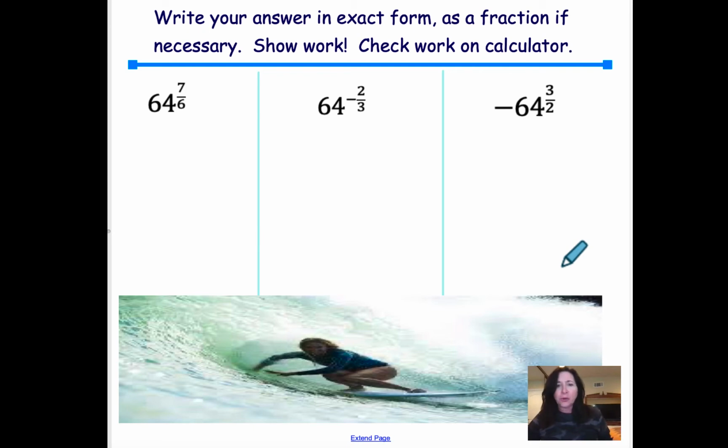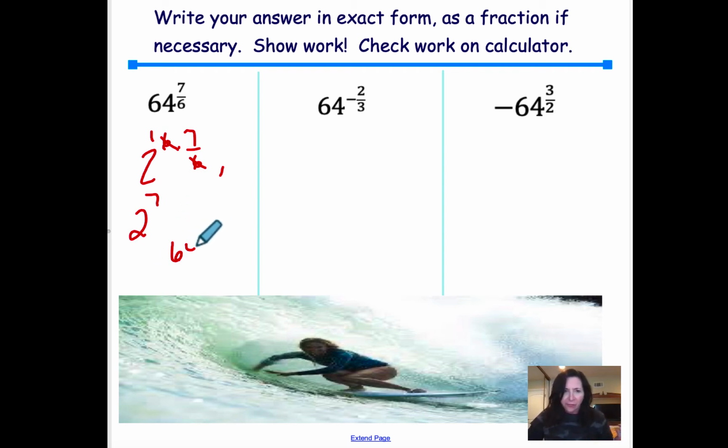You can check your work on your calculator, but we want everything in exact form, without a calculator as best you can. The first problem is 64 to the 7/6 power. And 64, like the previous page, is 2 to the 6th power. So that's to the 7 over 6. The 6's are going to cancel. We have 2 to the 7th power. Now remember, 2 to the 6th power is 64. If I multiply by another 2, that's going to be 128. So my answer is 128.